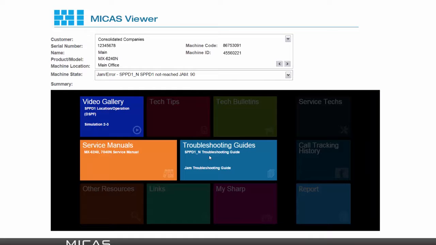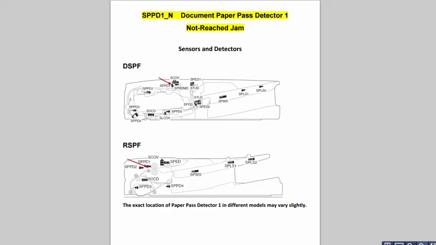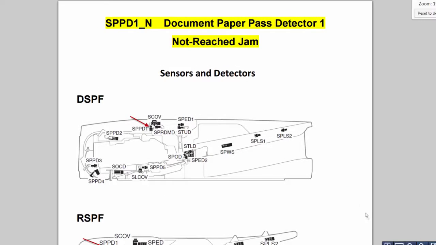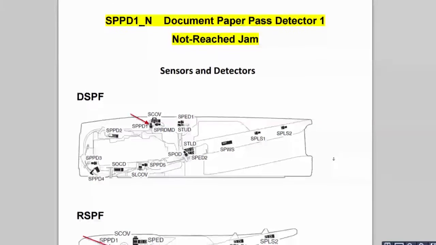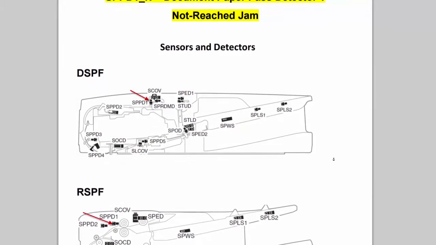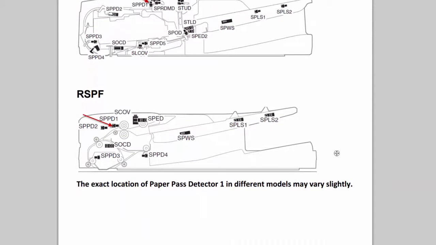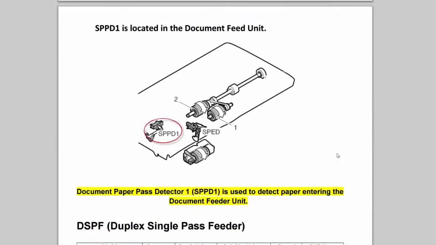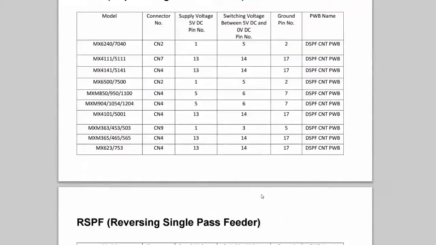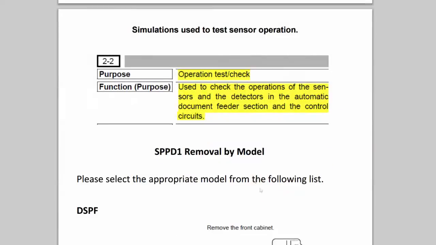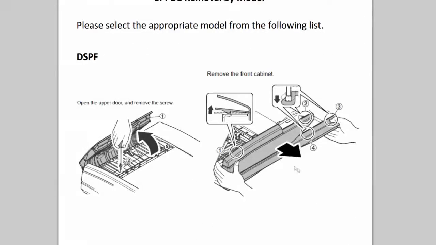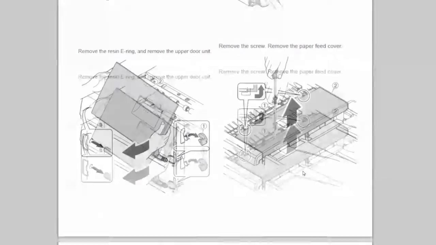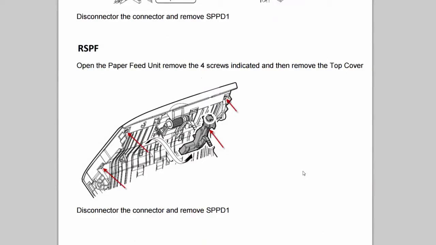The next option is a troubleshooting guide. Here we have taken out the guesswork also for you and show you where in the DSPF that sensor is that the technician needs to focus on. Also in the RSPF, we show you a picture, circle the area, and tell you what you need to do in order to fix that machine. We show you the possible simulations to run. We show you pictures of where that technician should focus. All right here, all in MICAS.